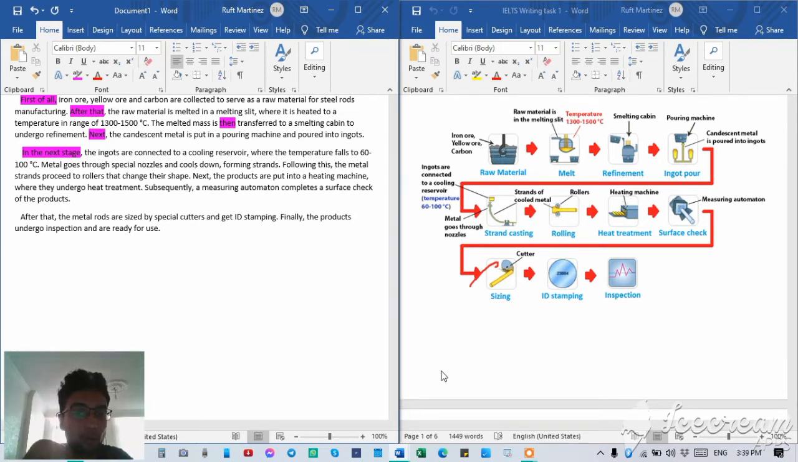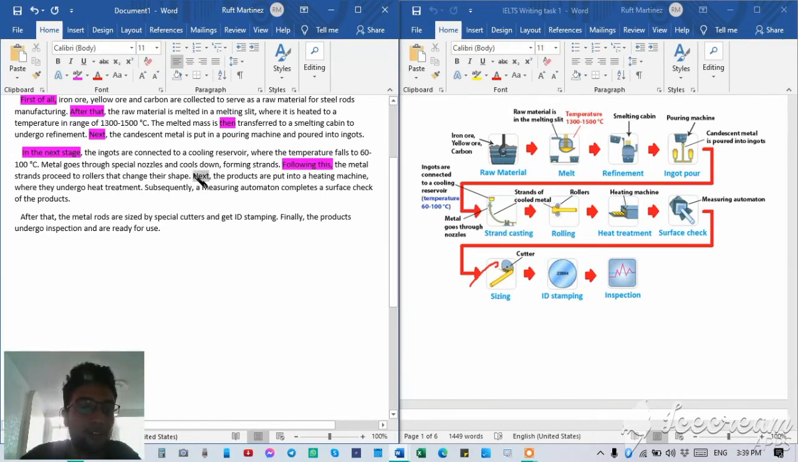The next step is rolling. As you can see, following this is another connector. Following this, the metal strands proceed to rollers. Proceed means to go to the rollers that change their shape. Here you can see their shapes have changed. The rolling, the roller, squeezes the material and changes its shape. How I wrote it: the metal strands proceed to rollers that change their shape.